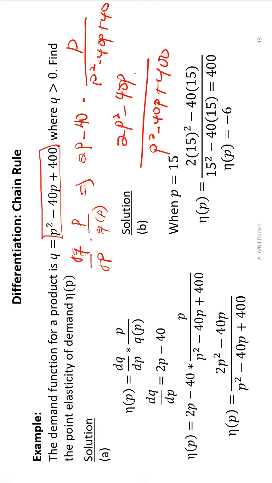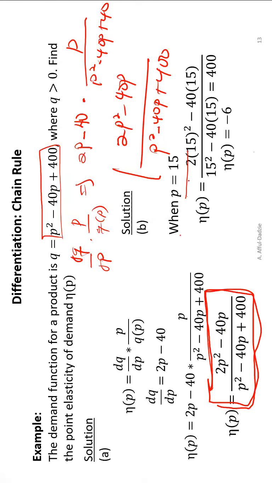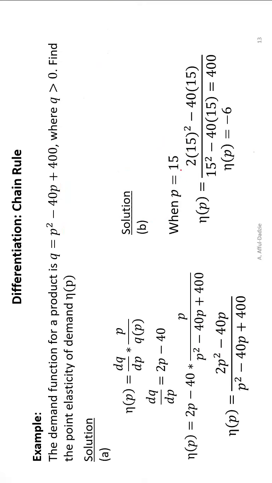This expression is the point elasticity of demand. If we want to calculate the point elasticity of demand at any point along our demand range, we use this expression. For instance, suppose the price P is 15. If you substitute 15 into the expression, the point elasticity of demand we have here is -6.